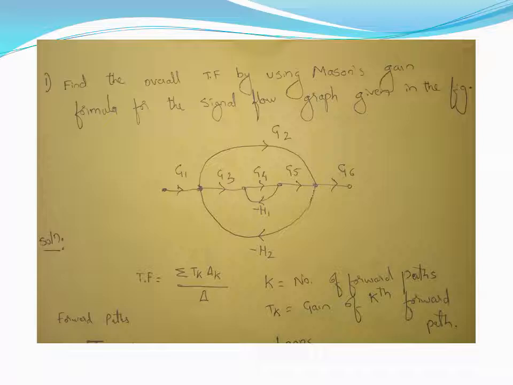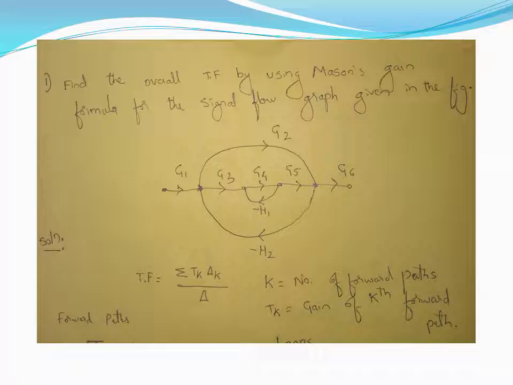And there is one more forward path: G1, G2, G6. So there are two forward paths, and we need to check now the number of loops. Looking at the diagram, you can analyze the number of loops we have. A loop is nothing but starting from one node and ending at the same node without touching any node twice.